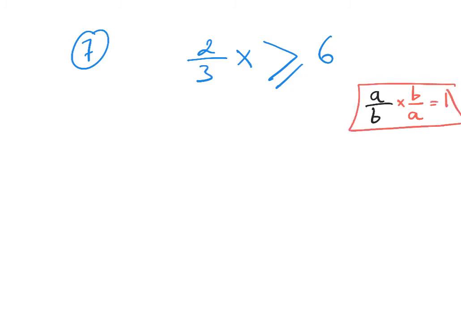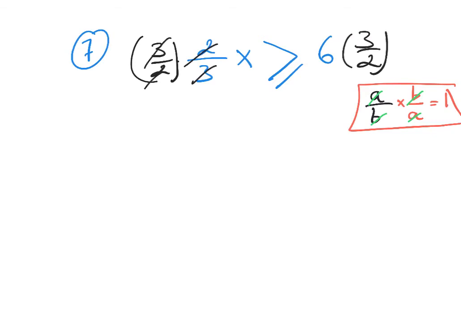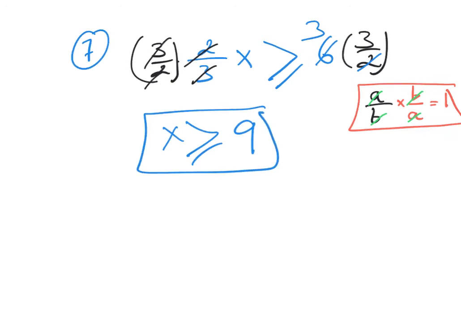The answer will be 1 because, as you know, we can cancel a with a and b with b. So in this example, if I want to get rid of 2/3, I can just multiply by the reciprocal of 2/3, which is 3 over 2. And I have to do the same thing on the other side. So this is going to be gone, and x will be greater than or equal to 6 times 3 over 2. We can simplify 6 with 2, we're going to have 3, and 3 times 3 is 9. The answer is x greater than or equal to 9.